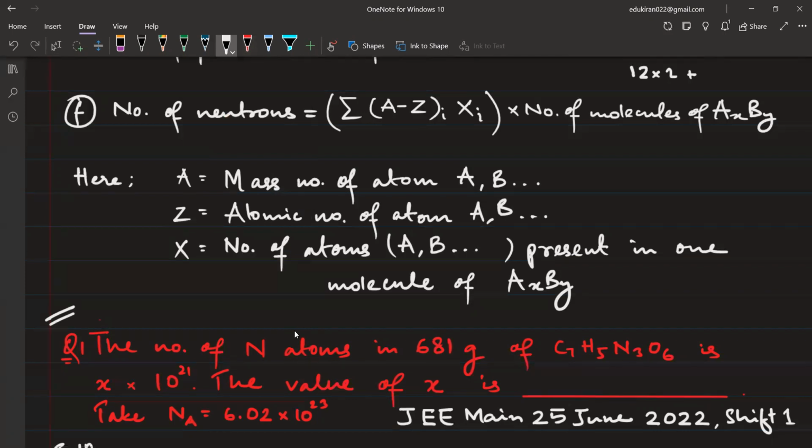Also, one more thing you always have to take care of. If they have given you the value of A as 6.02 into 10 power 23, then you have to use this value only. Please don't use 6.022. If they have given 6.02, then you have to use 6.02.